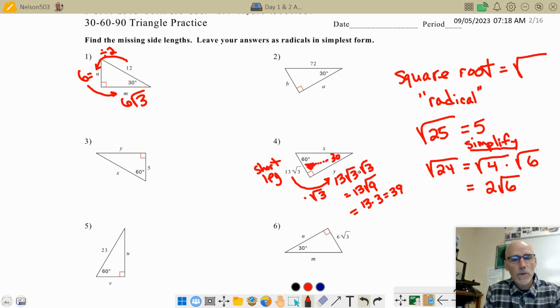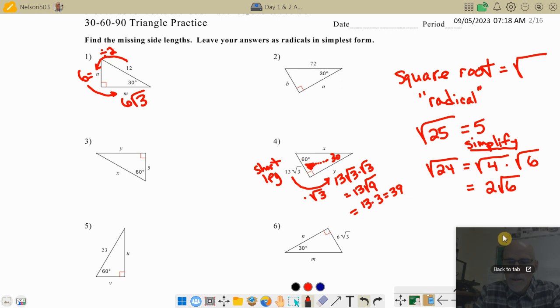Multiplying two square roots together gives us a square root of 9 right here. Square root of 3 times square root of 3, square root of 9. And the square root of 9 is 3. So 3 times 13 is 39. So we're going to look at how do you simplify some square roots today because they're involved in 30, 60, 90 triangles. Right? So your ALEKS assignment has some of those types of problems.